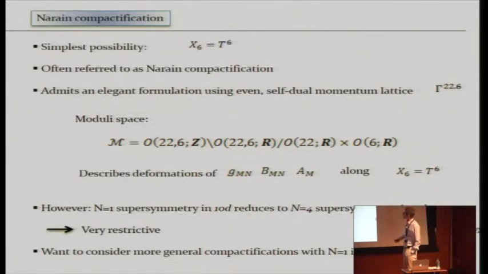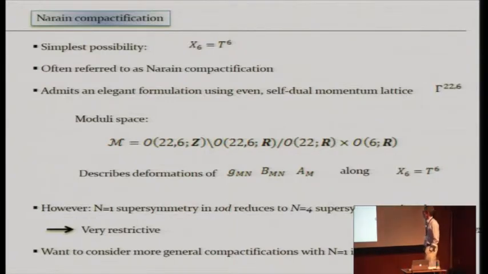And the 4-dimensional effective theory is parameterized by this moduli space. This is just a moduli space of a lattice of this type. So it's this type of coset form. It's O(22,6) mod O(22) times O(6), and then there's some additional discrete symmetries that you have to mod out by.